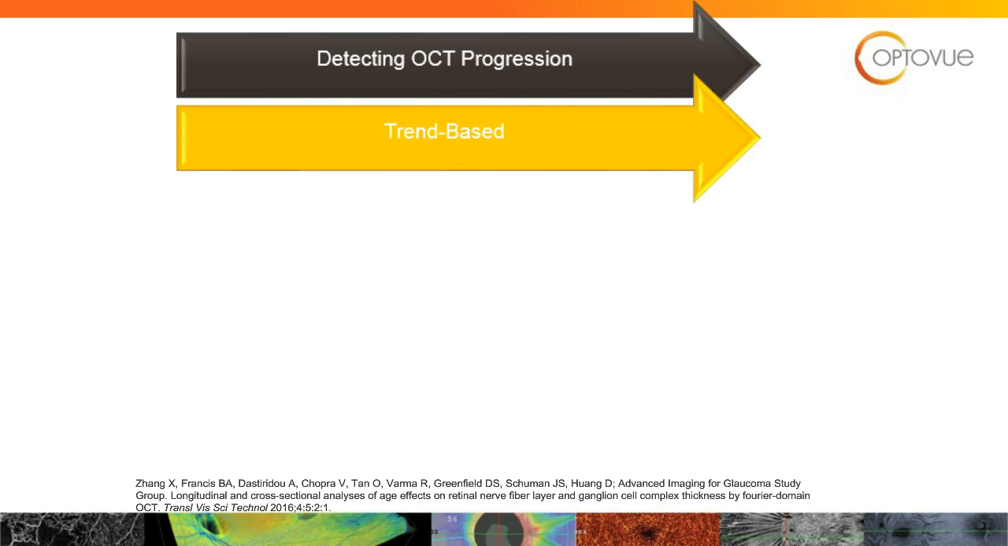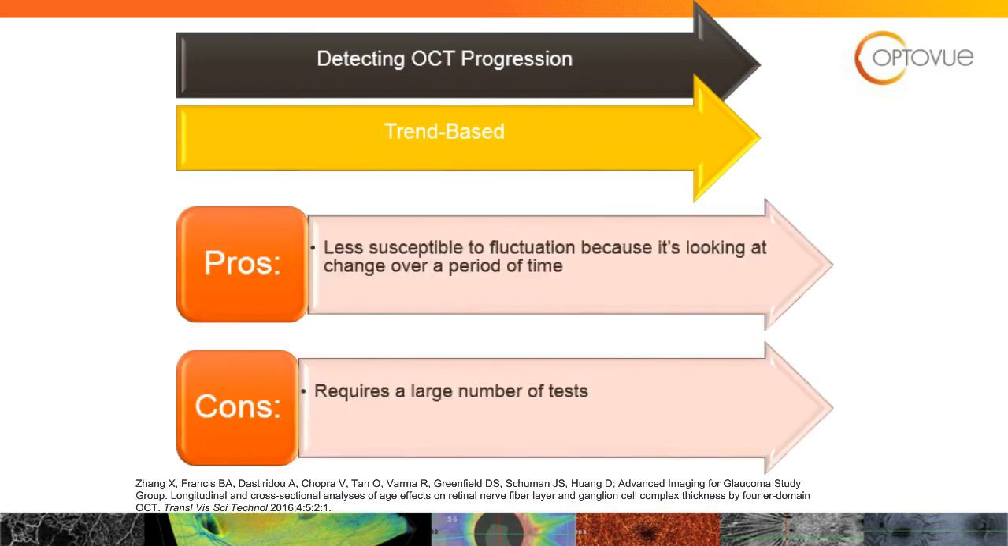Okay. Now, the pros and cons of trend-based. It's less susceptible to fluctuation because it's looking at change over a period of time, which is very important. The con is that it requires a large number of tests. If you get 3 scans, it's hard to make good assessments based on that. But with 5, 6, 7 scans, you should have more confidence, particularly if your confidence interval looks better.